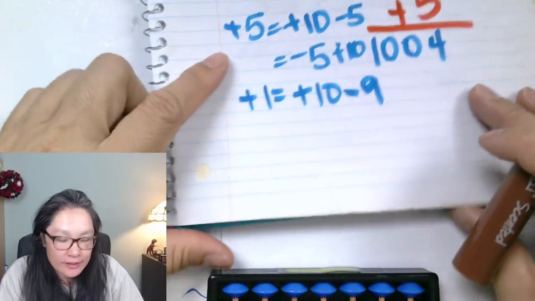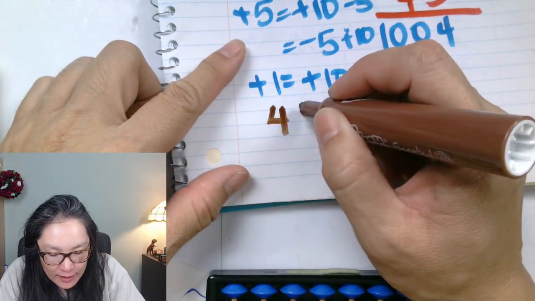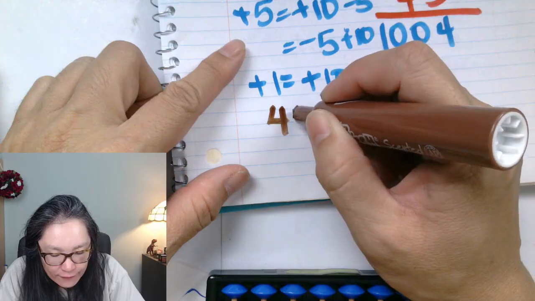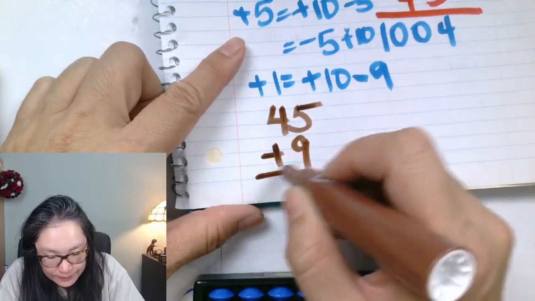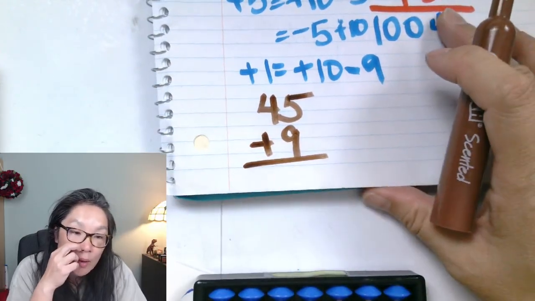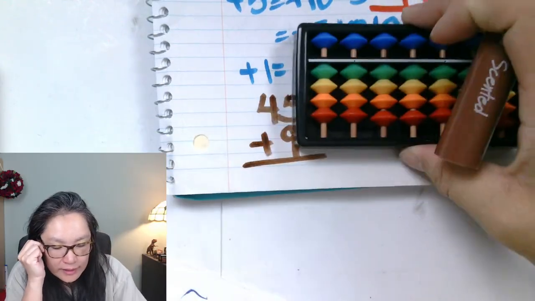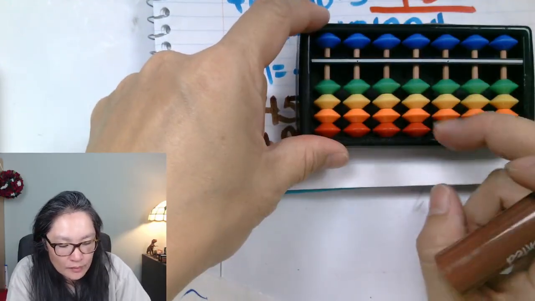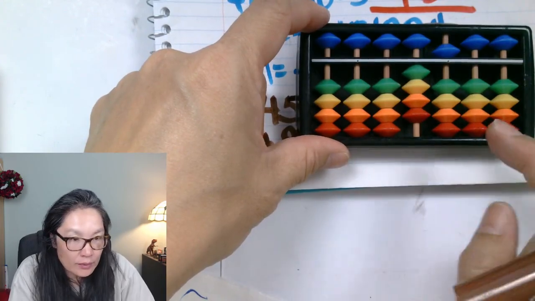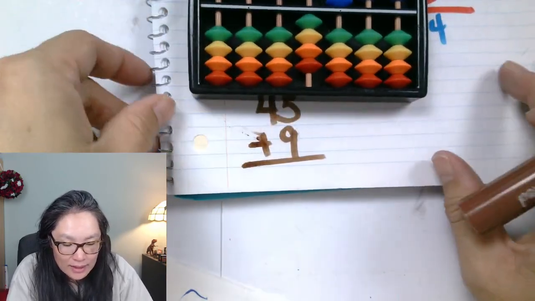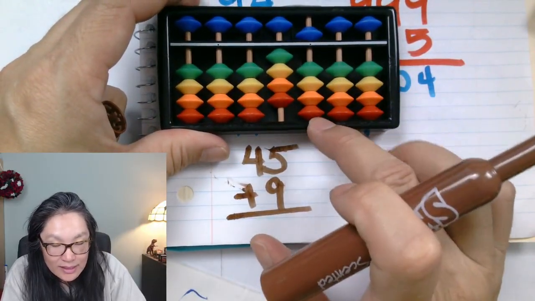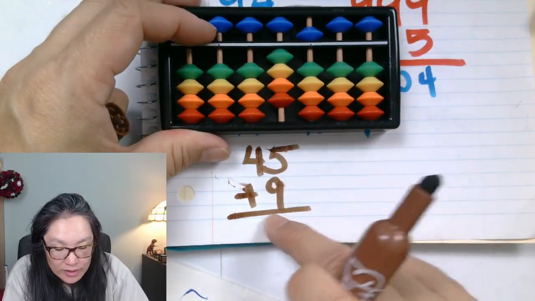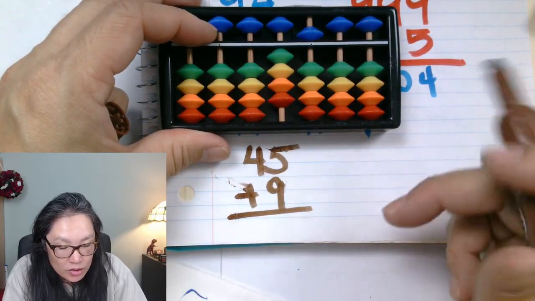This one's going to be interesting. So if we had 45 plus 9, this is a little interesting. Why? Because when we look at it, 45. Now we want to add the 9. When we add the 9, we're going to add the 9 here, but notice there's not enough beads to add the 9. So what are we going to do?